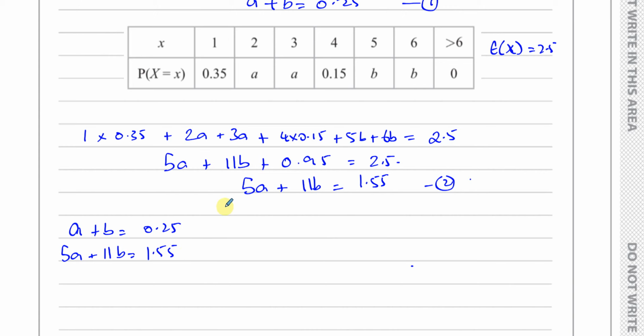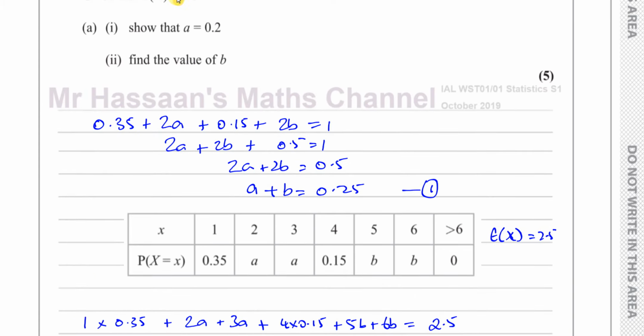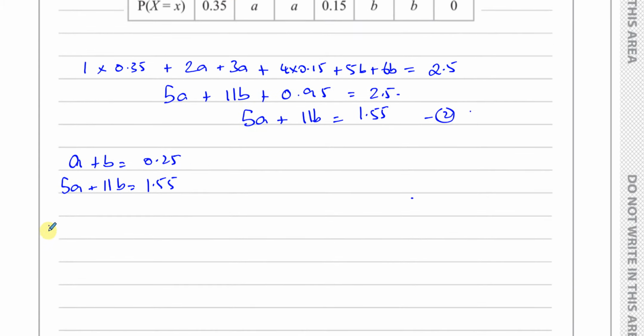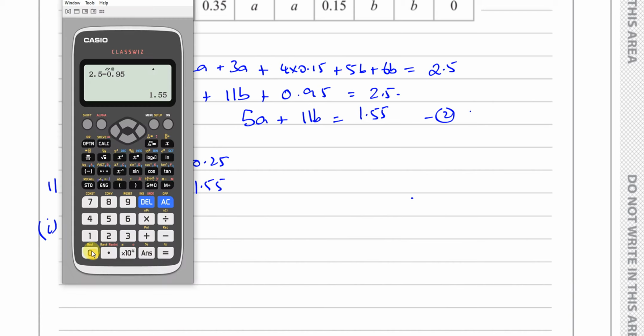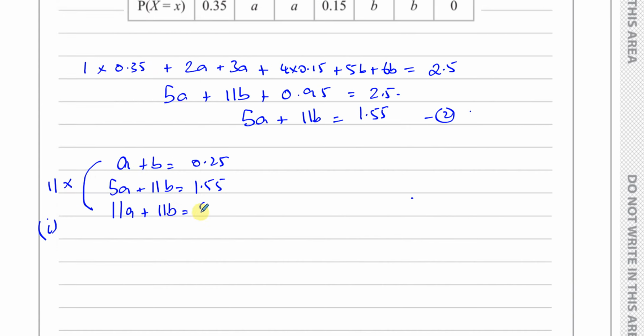Now they want us to show that a is 0.2 and find the value of b. So let's start with the first one. I want to show that a is 0.2. What I can do here for these two equations, if I want to find what a is, is try and make the b's the same. So if I take this equation here and multiply it by 11, this is going to become 11a plus 11b equals 0.25 multiplied by 11. That gives me 11 over 4, which is 2.75.